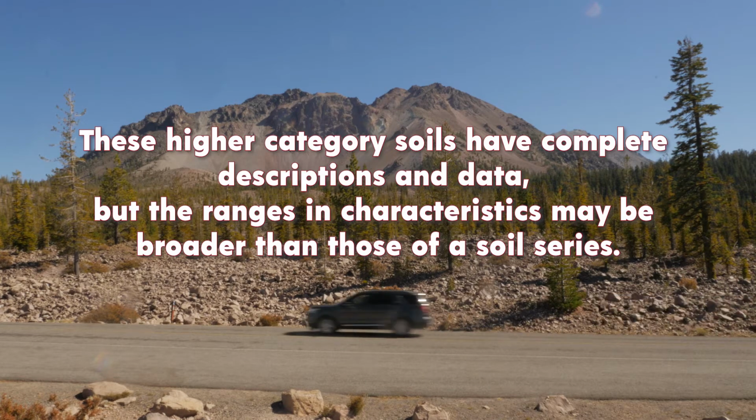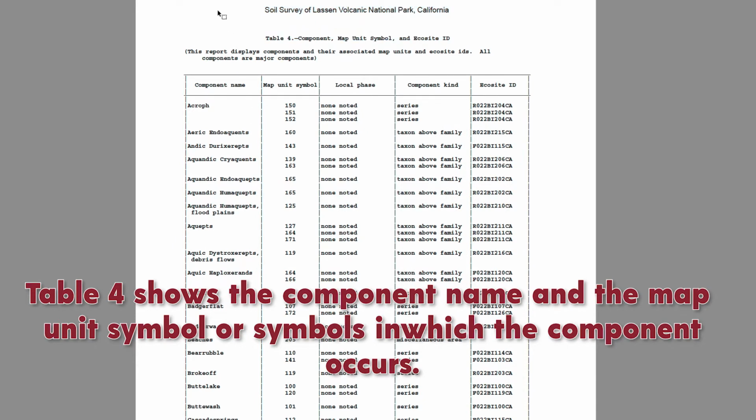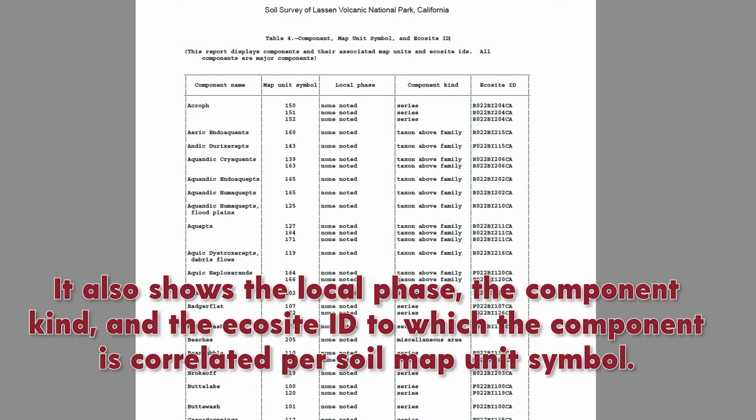Table 4 shows the component name and the map unit symbol or symbols in which the component occurs. It also shows the local phase, the component kind, and the ecosite ID to which the component is correlated per soil map unit symbol.